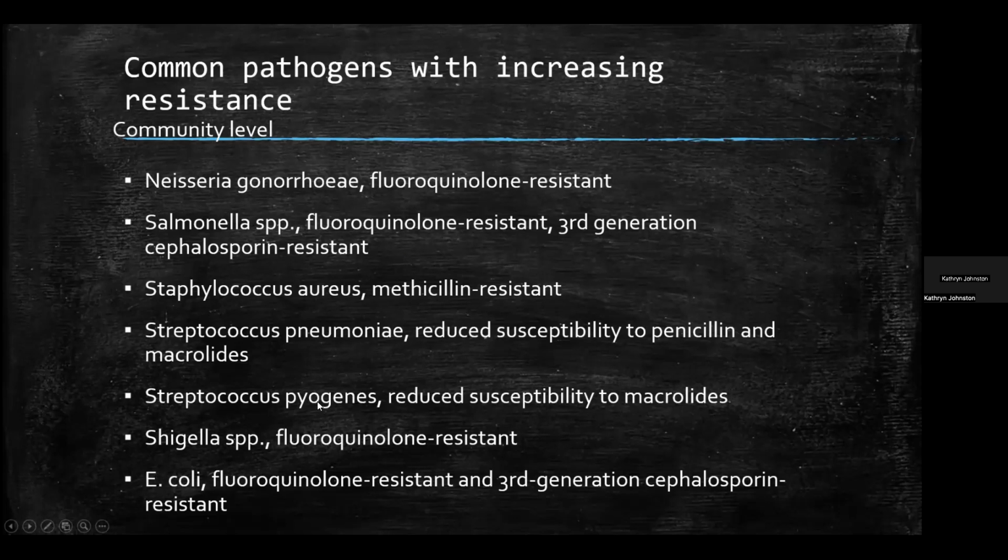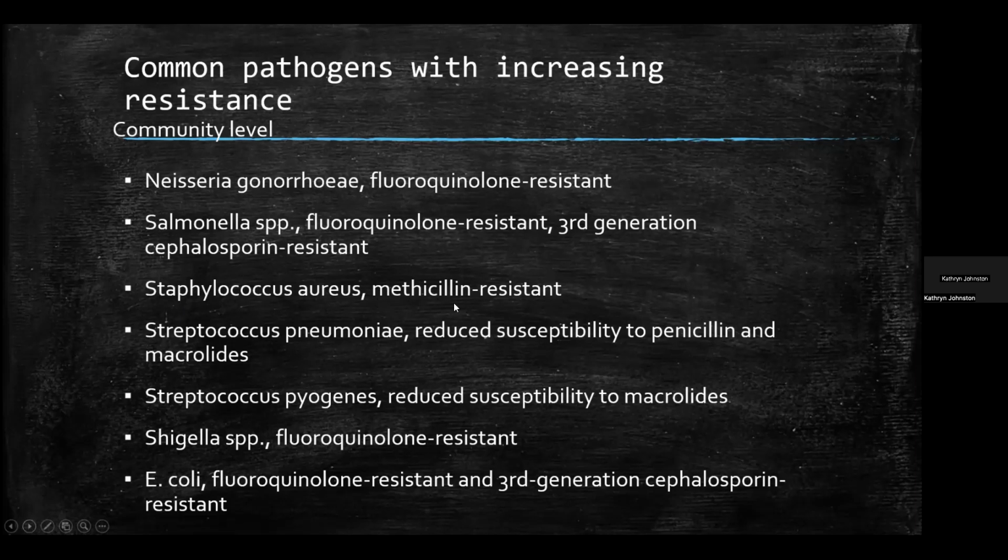The strep pyogenes, the group A strep with reduced susceptibility to the macrolides, and the strep pneumos with reduced susceptibility to penicillin and the macrolides. And then the Staph aureus, the methicillin resistance, the MRSAs, but also the emergence, although it hasn't taken deep root, of the vancomycin resistant Staph aureus. So in the community, we are starting to see this.